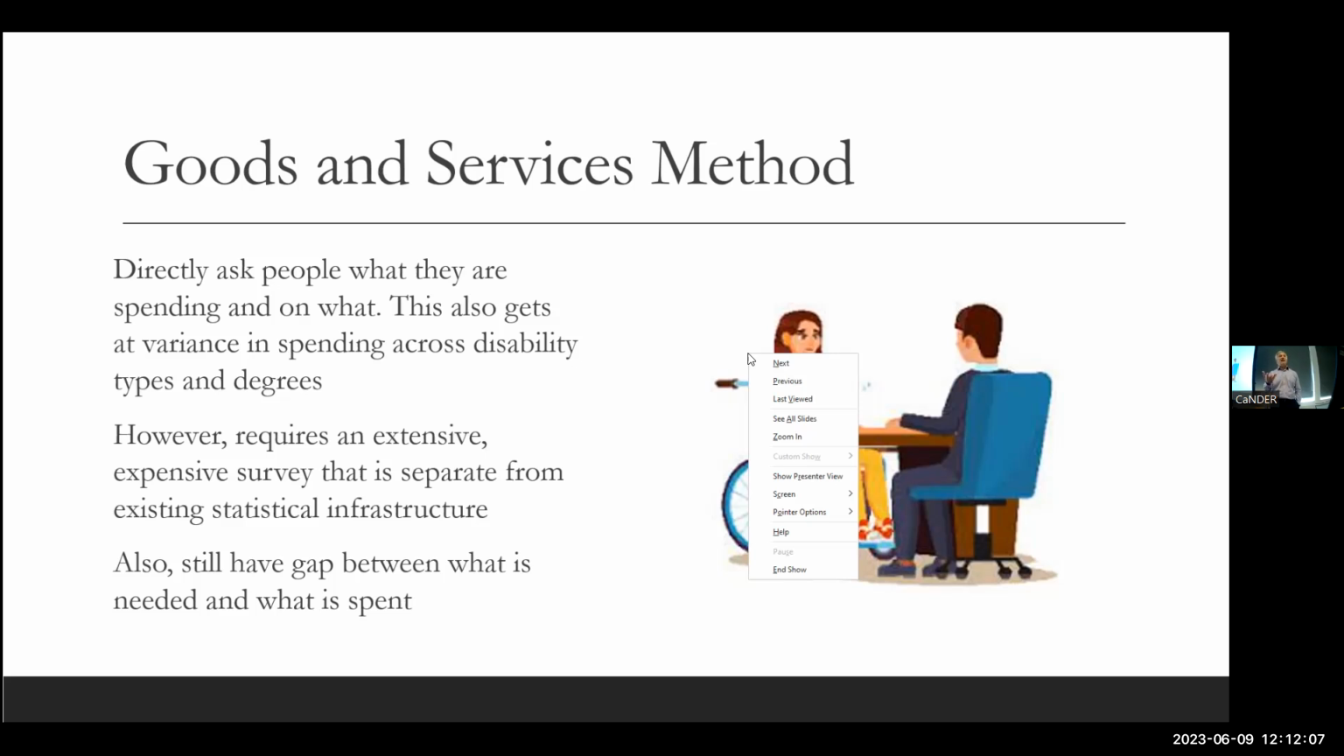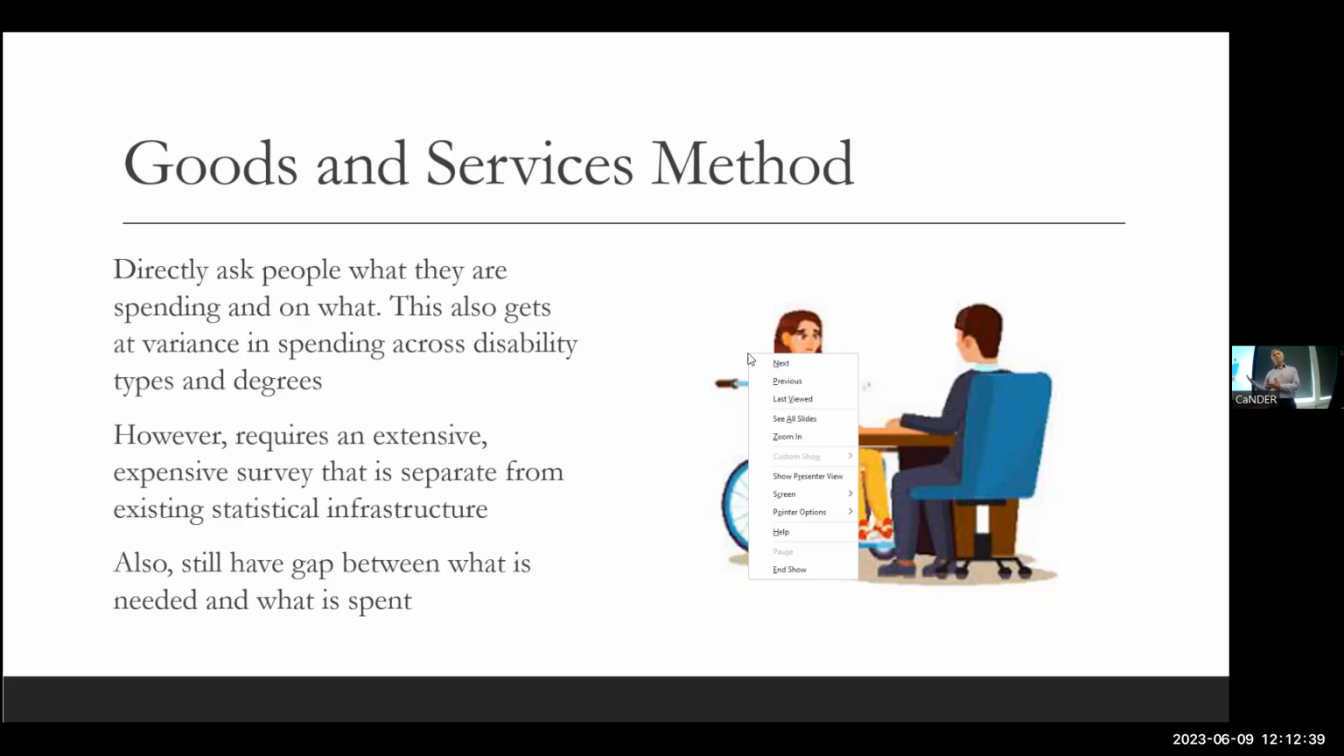And here we can get the variance across disability types and degrees, because we can ask people with vision difficulties, what are you spending? We ask people who are neurodiverse, what things are you spending on? However, this requires a really expensive survey, right? Because I was talking earlier about the extra cost of rent, right? I can go on and on. I mean, people with dexterity problems might have to buy pre-chopped vegetables. Okay, you can go on and think about it, talking to somebody and really exploring their life.